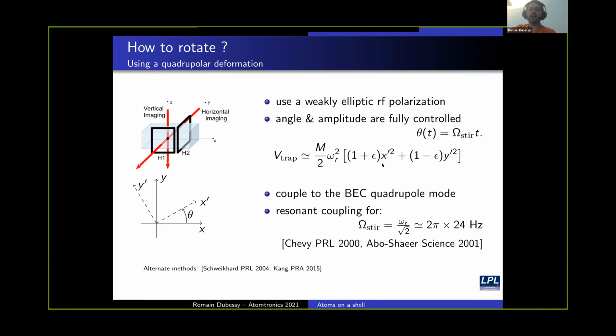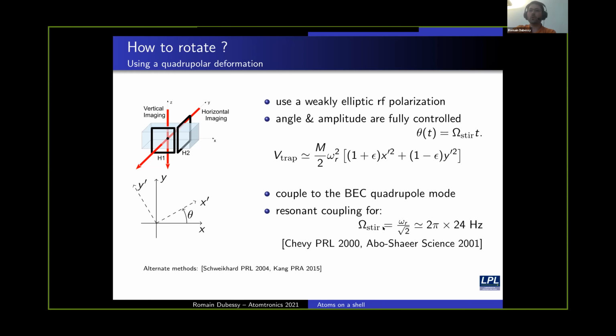We induce anisotropy in the trap. So we change the dressing polarization that is produced by these two square dressing antennas. And we make it in such a way that the trap is now slightly anisotropic, and we can choose the angle at which the anisotropy takes place, and we can make this angle rotate with time in a very controlled way. And this particular shape induces a coupling to a quadrupolar mode of the BEC.